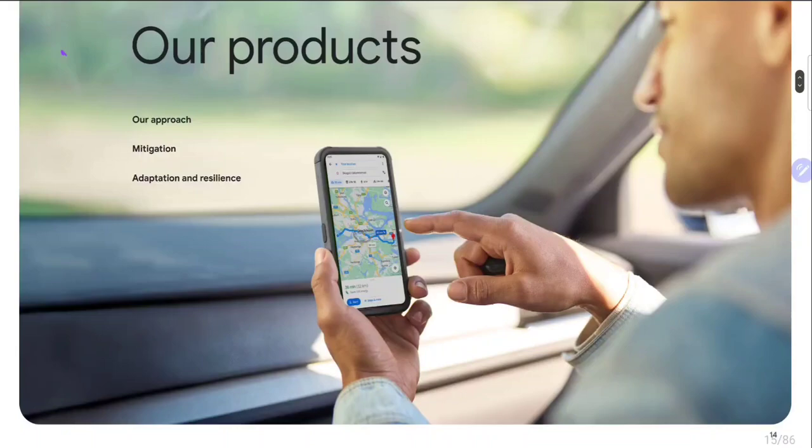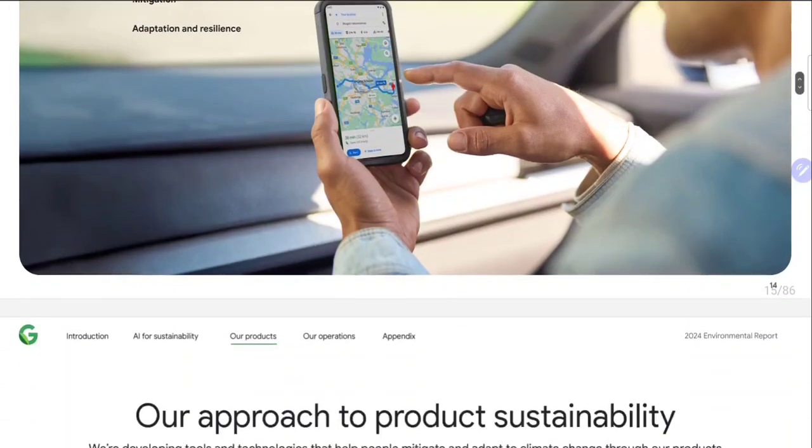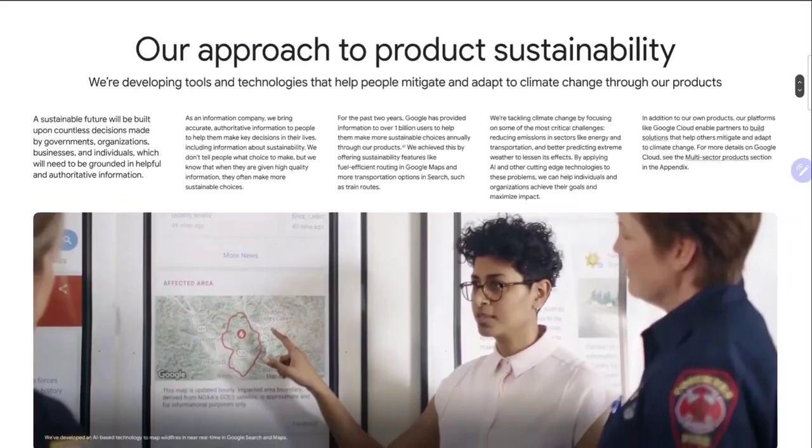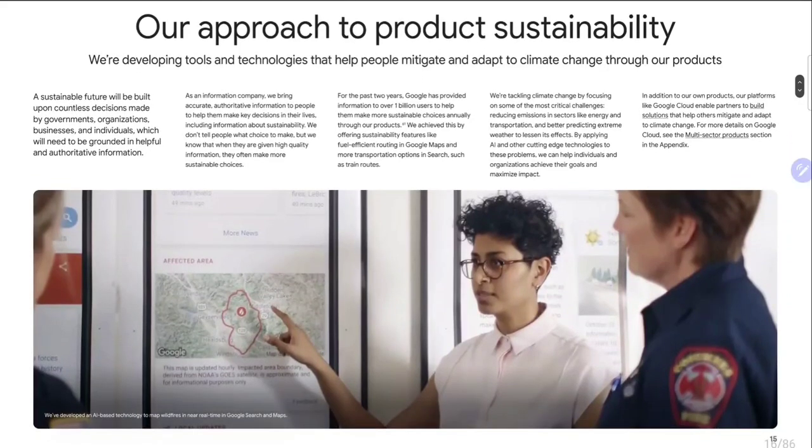Then going forward, related to the products, what is the approach: mitigation, adaptation and resilience? So some information is there. The company is saying what their approach to product sustainability is: we are developing tools and technology that help people to mitigate and adapt to climate change. So there is certain information related to the efforts made by the company related to this product sustainability.